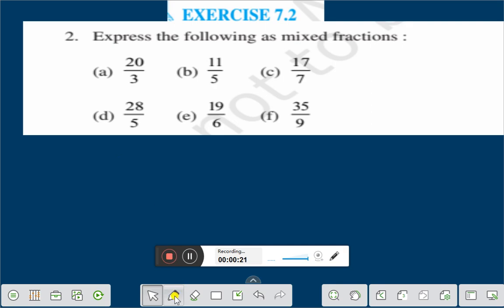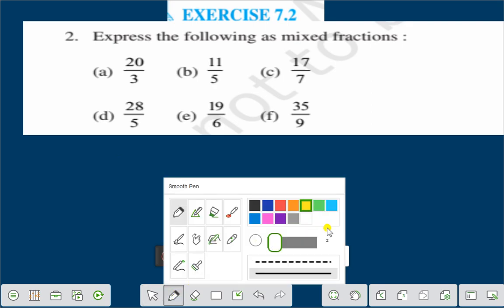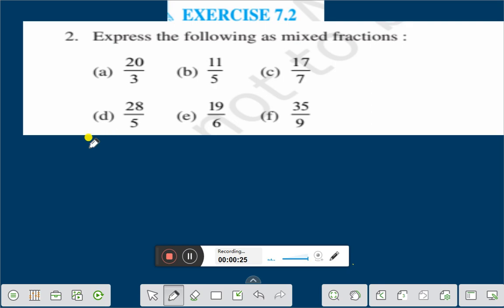Let us first express question number A. It is 20 by 3. You have to express the following as a mixed fraction. You see the denominator is greater than the numerator, therefore it is an improper fraction, right? That means you have to divide 20 by 3.